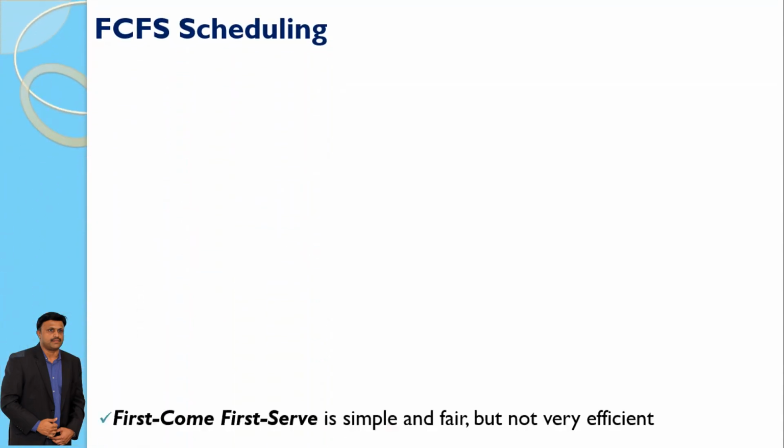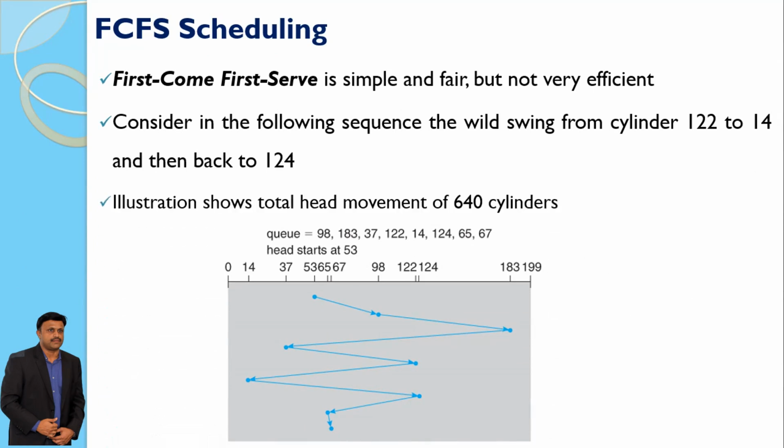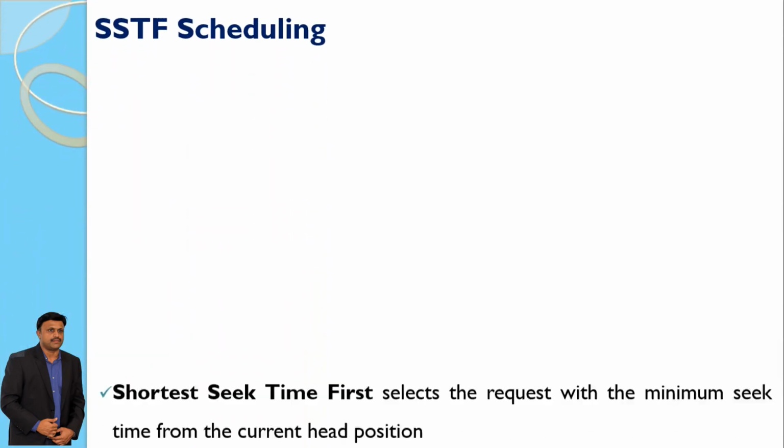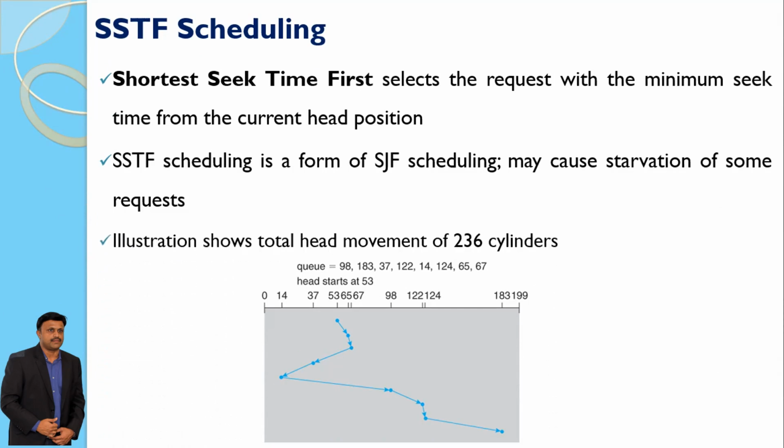First-come first-serve scheduling is simple and fair but not very efficient. It can cause wild swings in head movement, as illustrated by the total head movement of 640 cylinders. Shortest seek time first scheduling selects requests with the minimum seek time from the current head position. It can cause starvation of some requests, as shown by the total head movement of 236 cylinders.